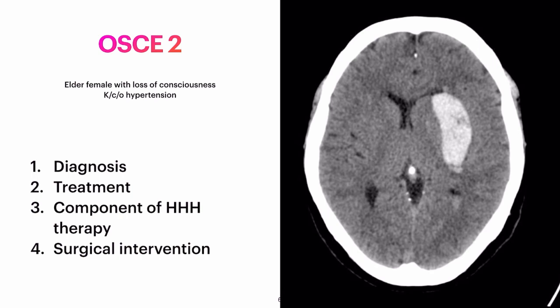The second question was an elderly female who came with complaint of loss of consciousness. The patient is a known case of hypertension. CT scan image is presented to you. You have to tell the diagnosis, treatment, components of the triple H therapy, which is usually asked in viva by old examiners, and the surgical interventions that are available for this patient.